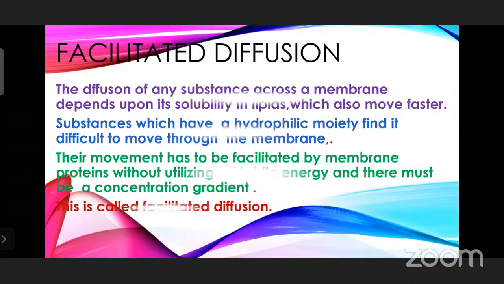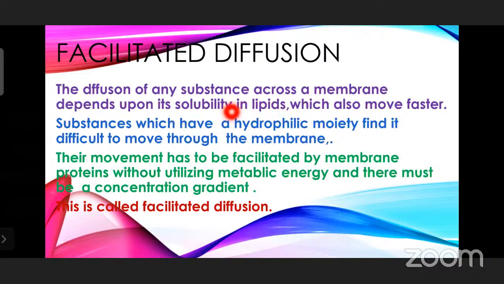So here is one important topic, facilitated diffusion. In the first chapter, which is deleted for you, you will have this concept of facilitated diffusion. Already previously I asked you to revise the first chapter and second chapter, so that you will have an idea. The diffusion of any substance across a membrane depends upon its solubility in lipids. So for any substance to diffuse from one medium to another medium, it has to pass through certain membranes in biological systems, and when it has to move through a membrane, it must be soluble in the lipids.